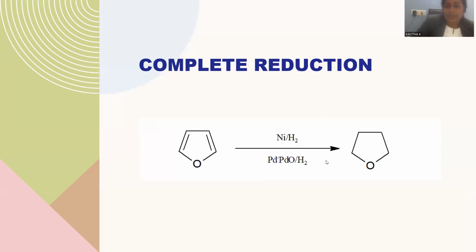Complete reduction. Let me remove all the pi bonds existing in the furan. For this purpose, let me add nickel metal with hydrogen gas, or palladium oxide is also an alternative method to achieve this complete reduction, so that all the pi bonds will be destroyed and saturated, and tetrahydrofuran, a better solvent, will be synthesized.